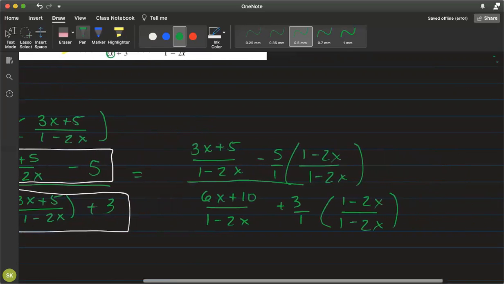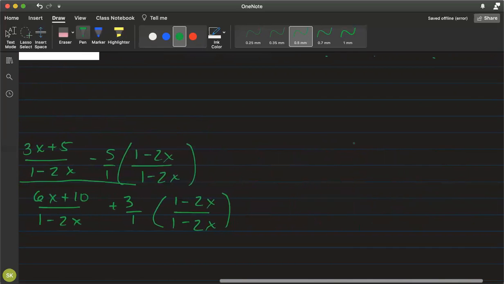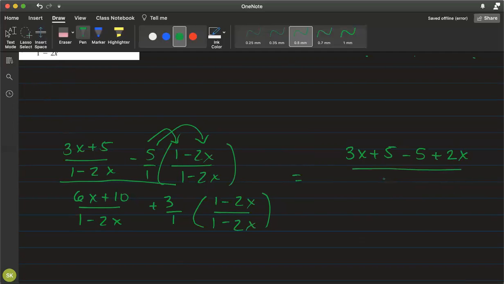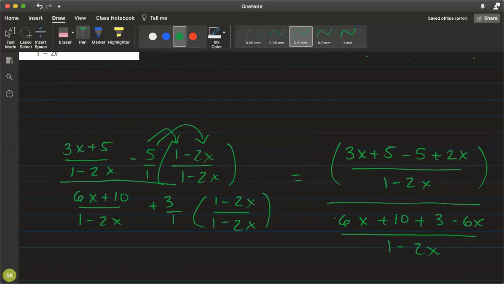Okay, let's go over here, make some room. All right, so what can we do here? On the top, we're going to get 3x plus 5. Distribute this negative 5 to everything. We get minus 5 plus 2x, all divided by 1 minus 2x, simplifying this top part. Divided by, on the bottom, we have 6x plus 10 plus 3 minus 6x, I believe, all divided by 1 minus 2x.